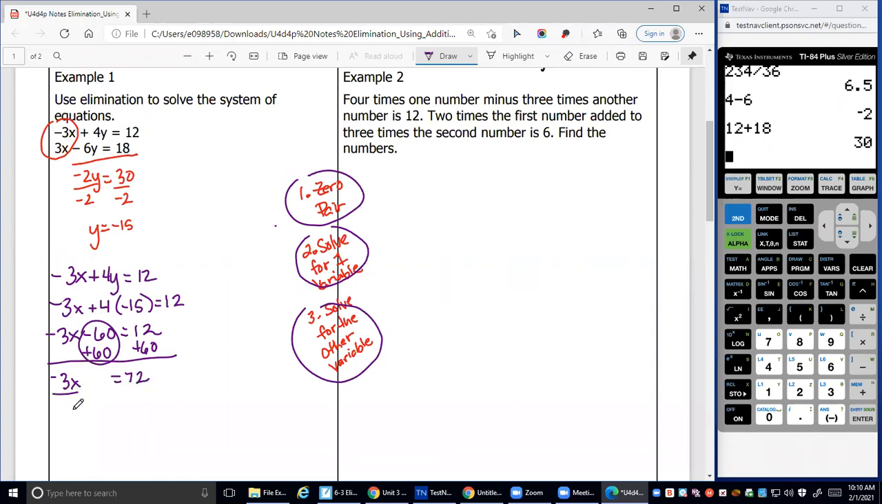And the last step is always to divide by the coefficient. And ladies and gentlemen, 72 divided by negative 3 is negative 24. x equals negative 24. So when I write my final answer, I get negative 24, negative 15. Are there any questions on this?